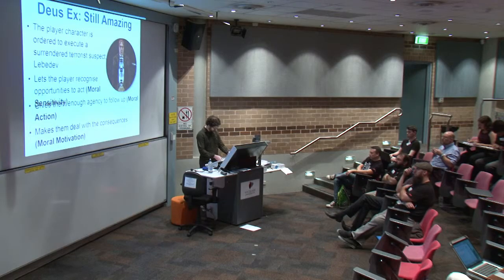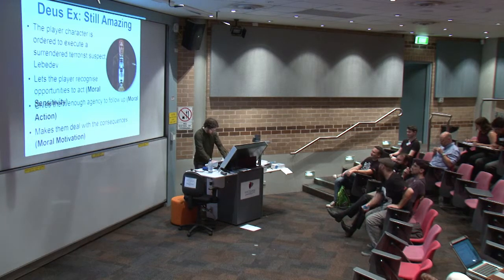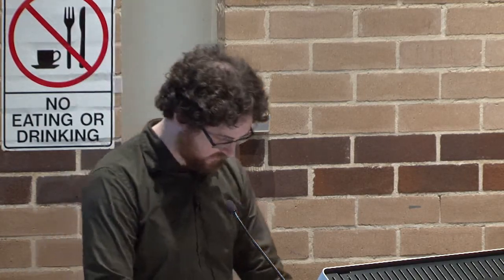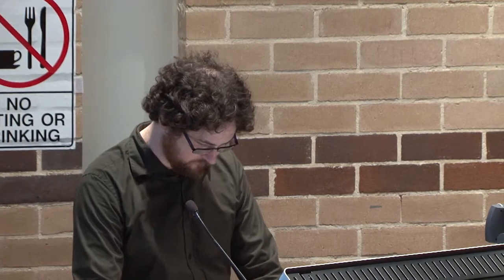One such game is Deus Ex. Deus Ex is still amazing, by the way. It's like 13 years old now or something like that, and it's still the best game ever made. In Deus Ex, the player takes the role of an anti-terrorist agent. And there's this great point about halfway through the game where you're on a 747 confronting a terrorist named Lebedev. By this point, it's not entirely clear whether Lebedev is actually a terrorist or not, and you're ordered by your superior, who's standing right next to you, to kill Lebedev, even though he's surrendered and completely unarmed.